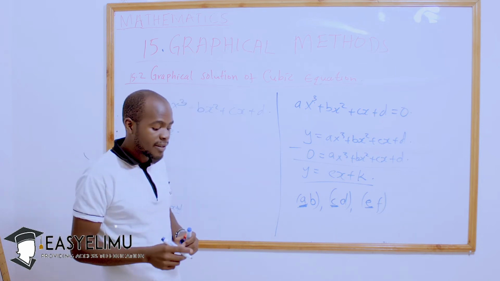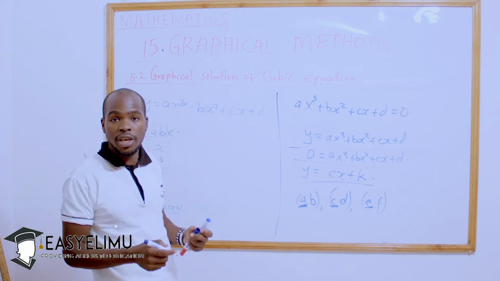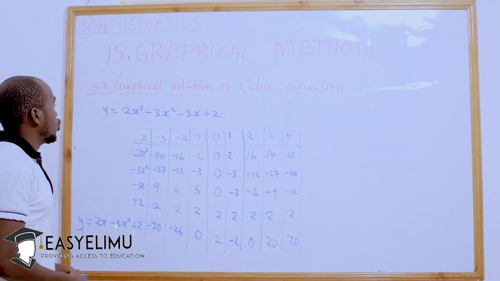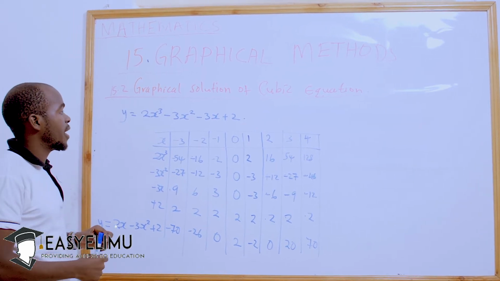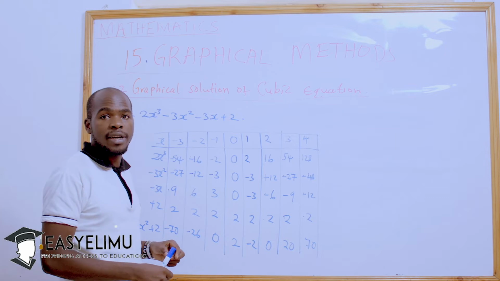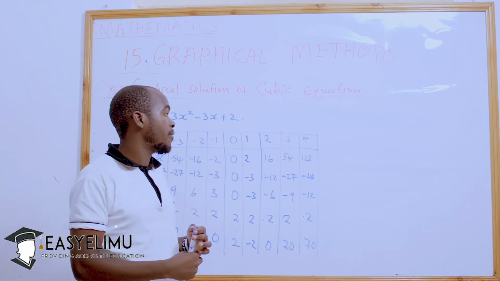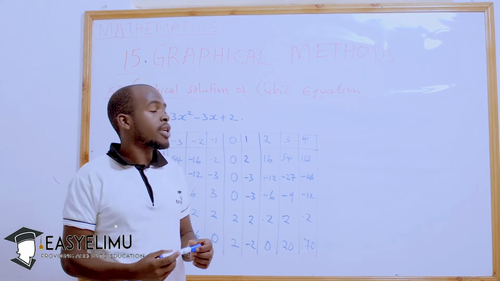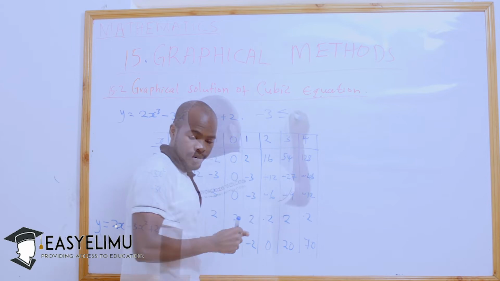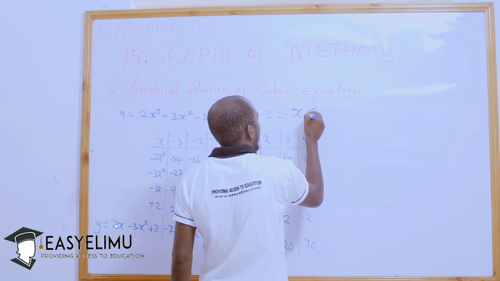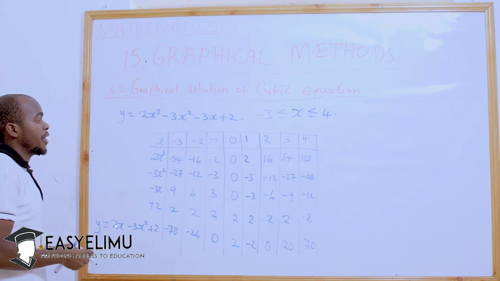So let's see an example and see how we can illustrate much more of what we are talking about. We have been given a cubic function y equals 2x cubed minus 3x squared minus 3x plus 2, and we have been told to construct a graph with the interval -3 ≤ x ≤ 4. That is the interval we are provided with.